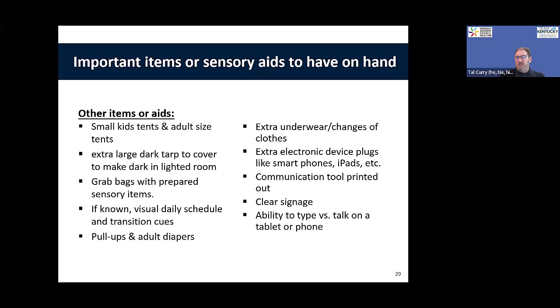So it's all that good early childhood stuff that needs to be a part of some of the accommodations made for autistics. Yes, having pull-ups and adult diapers can sometimes be helpful. Extra underwear, changes of clothes, which you all are pros at, usually. Extra electronic device plugs like for smartphones, iPads, tablets. This was created for a disaster situation, but I thought some of these might be helpful. A communication tool printed out, which I will come back to, clear signage, and certainly the ability to type versus talk on a tablet or phone.